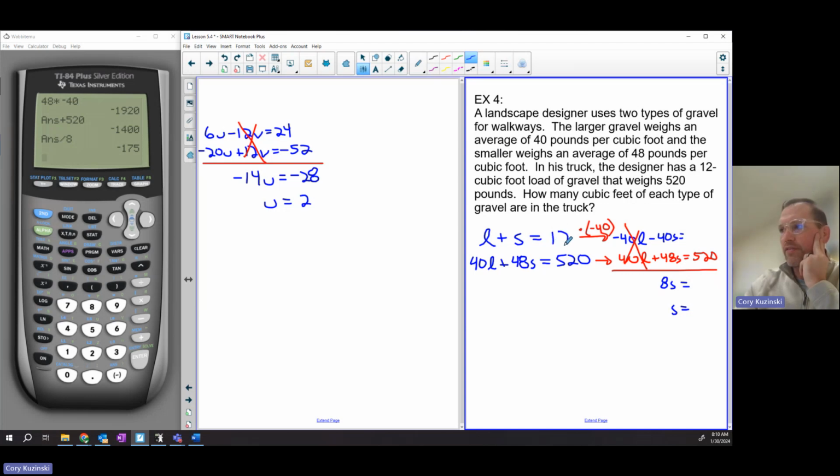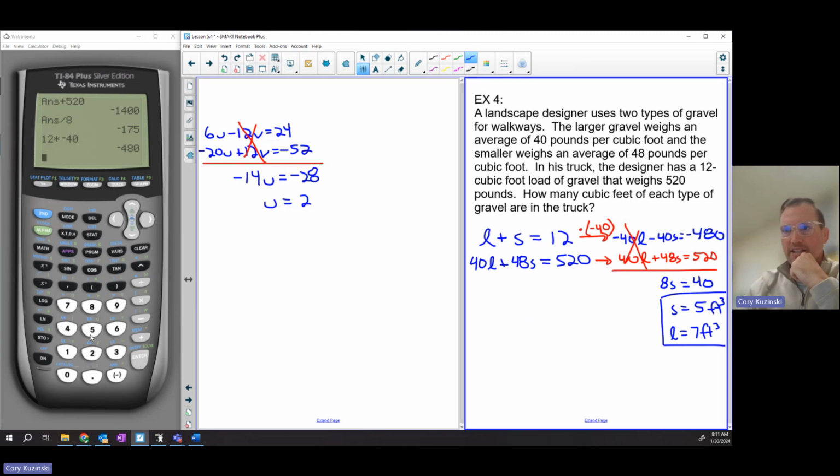This is 12 cubic feet. There we go. So if we do 12 times negative 40, we get negative 480. We still get the 8S. This is going to be positive 40 instead. And obviously 40 divided by 8 is 5. So we have 5 cubic feet of the small. And then the large is obviously going to be 7 cubic feet, right? And that'll be our answer. 7 plus 5 being 12.